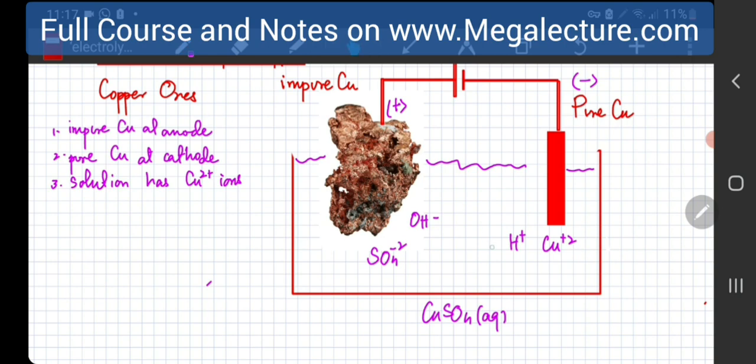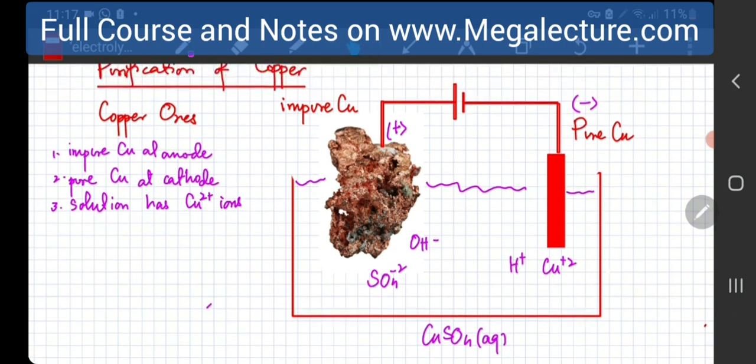Now what's going to happen is the same exact thing that we've been doing. The battery at the anode would take away electrons. So electrons would be pulled from the anode, and remember it's made out of copper metal. So the electrons would not be lost from the OH- or SO4 2- ions. They're going to be lost by the copper that's trapped in this ore over here. So at the anode, the copper would start losing electrons. It will start turning into copper ions, and the copper would start dissolving.